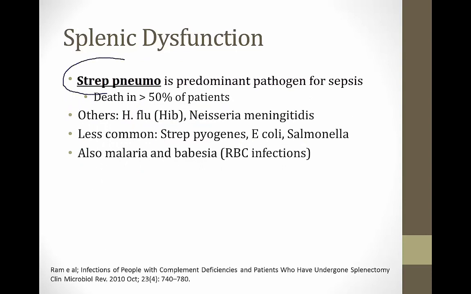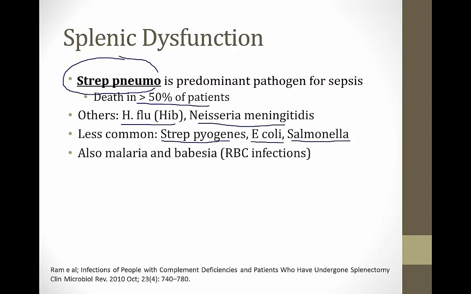Strep pneumo is far and away the predominant pathogen that causes sepsis in these patients, and an infection with strep pneumo that gets into the bloodstream if you don't have a spleen is very deadly. More than half of patients will die from the infection. Other encapsulated organisms that commonly cause infections are H. influenzae type B and Neisseria meningitidis. Some less common bacteria are strep pyogenes and E. coli, and also salmonella.